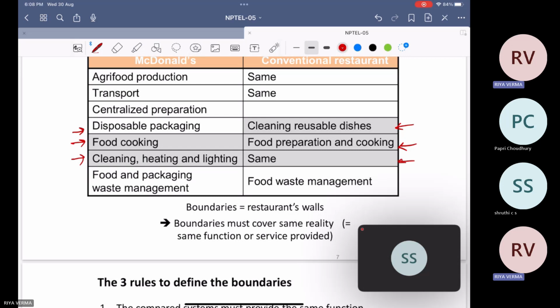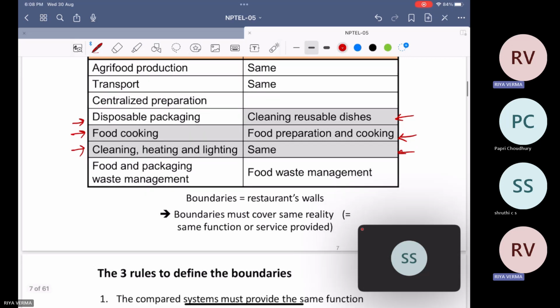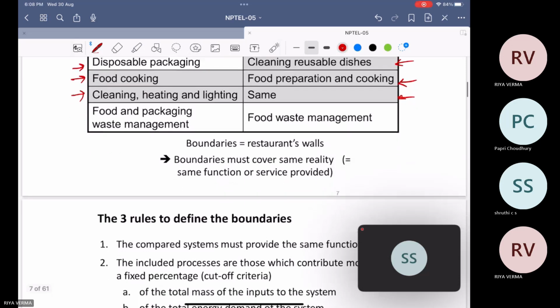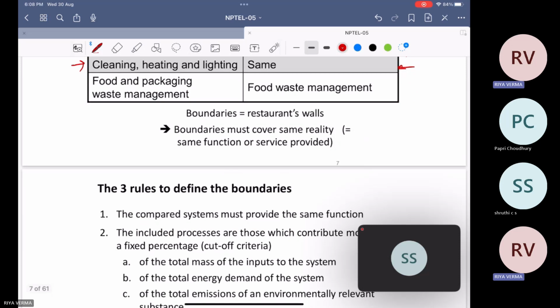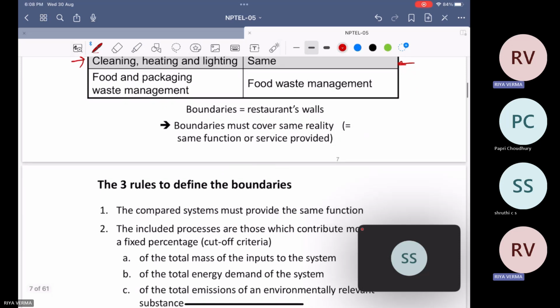The waste management involved in the two cases is different. In McDonald's we have food and packaging waste management, because a lot of people tend to pack their food items from the McDonald's restaurant and take them with them. So that is also one sort of packaging waste management involved. In a conventional restaurant, no such thing is there, so it only includes food waste management. In both cases, the boundaries must cover the same type of reality, that is, the same function or service provided in both cases.